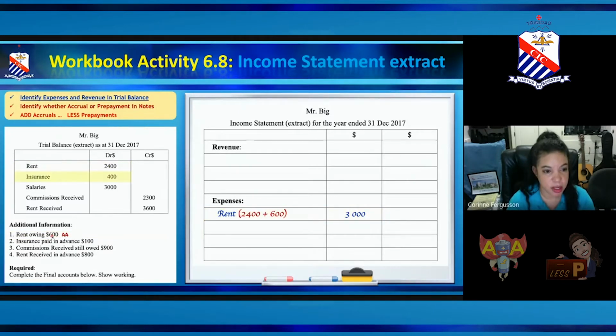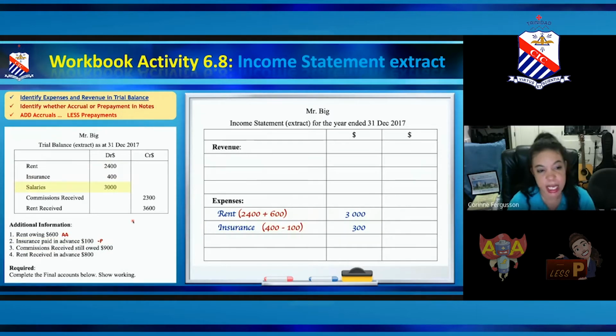Next one, in your trial balance, we have an expense, insurance expense, 400. Check your notes. Anything? Yes. We have a paid in advance, which is a prepayment. And what do we do with prepayments? We less the prepayments. So insurance is under expense. Put your working, which is 400 from your trial balance, less your prepayment of 100, and the answer you get is 300.